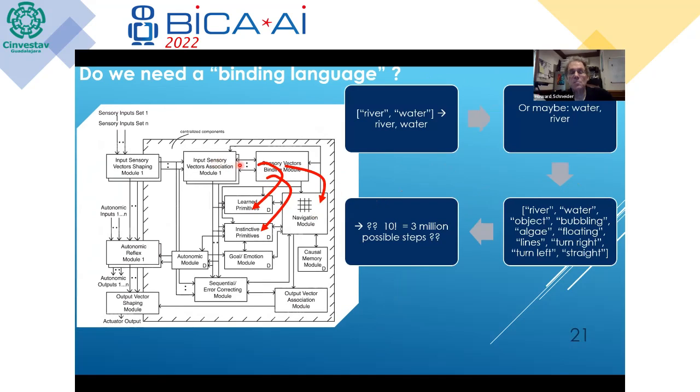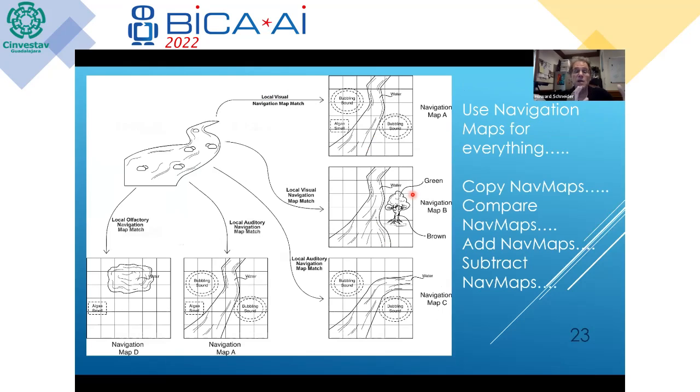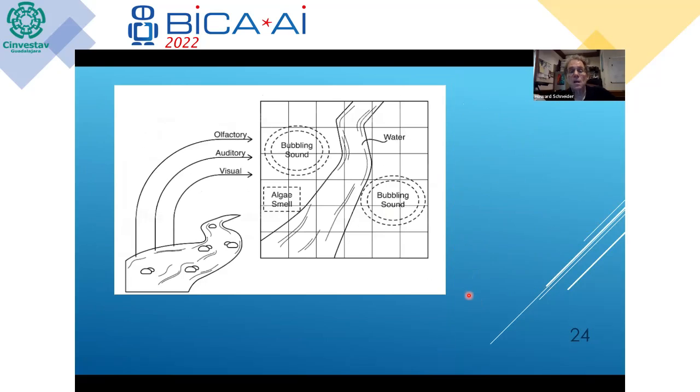There was an issue with the binding problem, which is an engineering problem. It's not a philosophical problem. And how was it solved? I solved it with, again, navigation maps. I call them nav maps. A navigation map is just this: think of that map I showed you. Mathematically, I can use linear algebra because it's an array. I can copy navigation maps. I can compare nav maps. I can add maps. I can subtract maps. Very simple arithmetic, algebraic array operations.